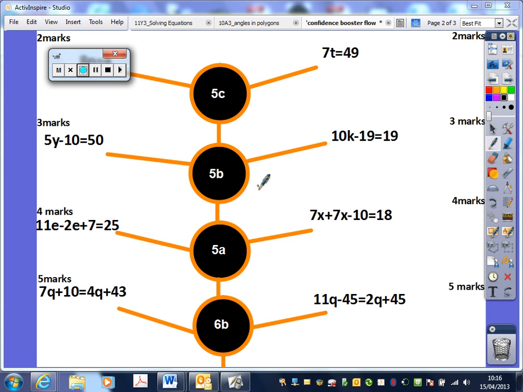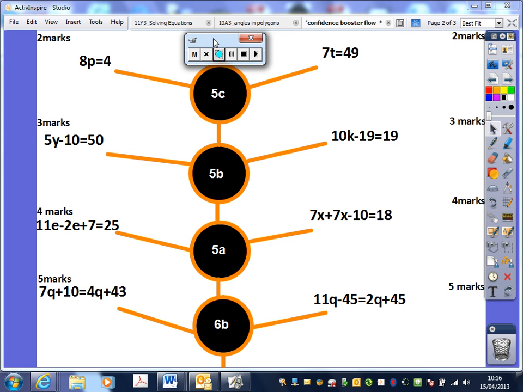Right, so let's do this first one here. This one threw a few people, but it's fairly straightforward. We've got 8p is equal to 4. Jay, what does 8p mean? 8 times p. So what do we have to do then? Divide it all by, divide by what? Divide by 8, good. Okay, so we divide both sides by 8.